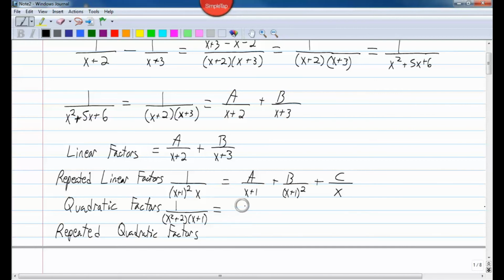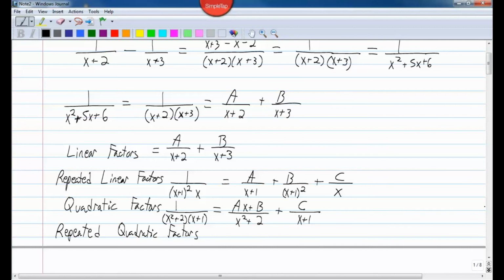So what you put up top changes for a quadratic like that. You put ax plus b, so variable x plus variable over the quadratic part, plus, now I have to go to c, so it's c over x plus 1.